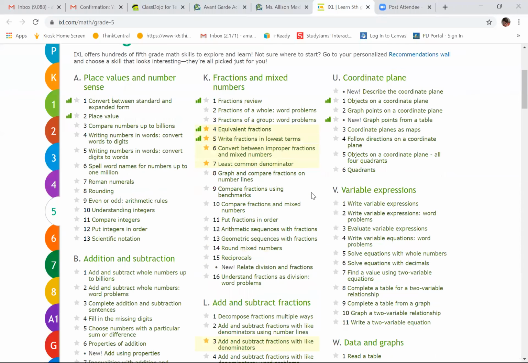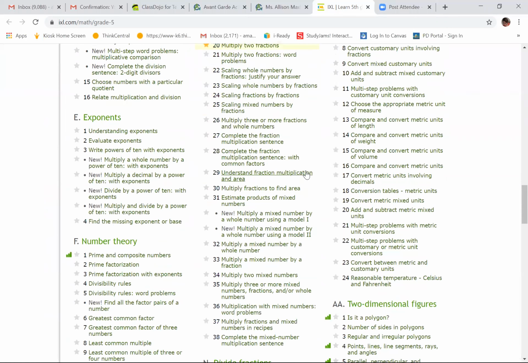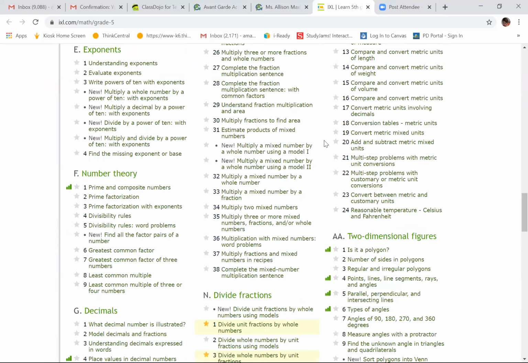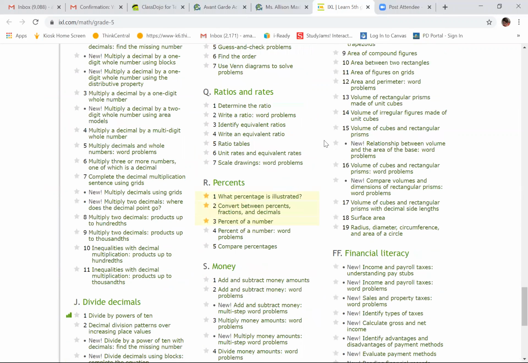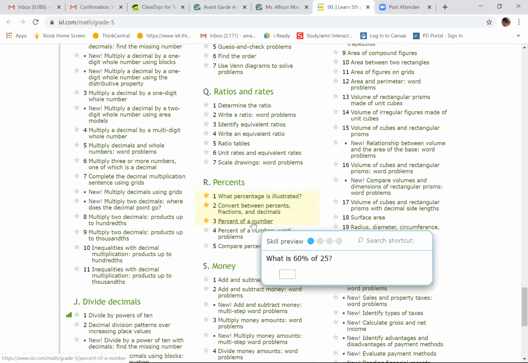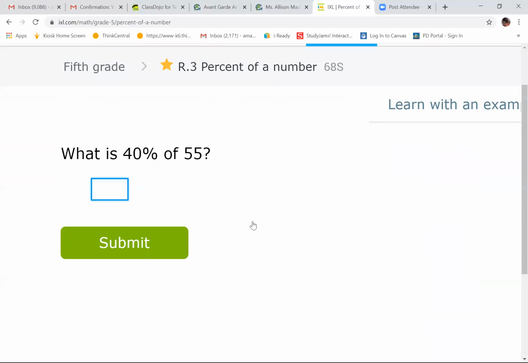All right, let's go down to, I think it was percents. Let's see. Go down, go down. Here we go. There it is, percent of a number. Okay, get your pencil and paper ready. Let me get my pencil going here.